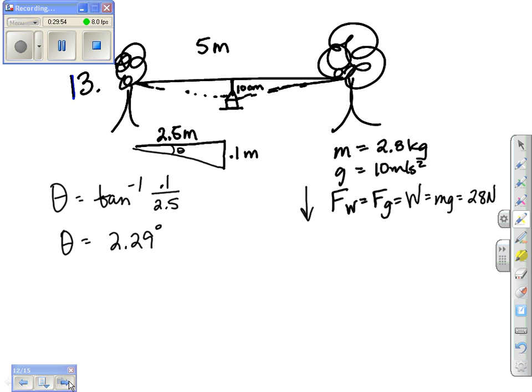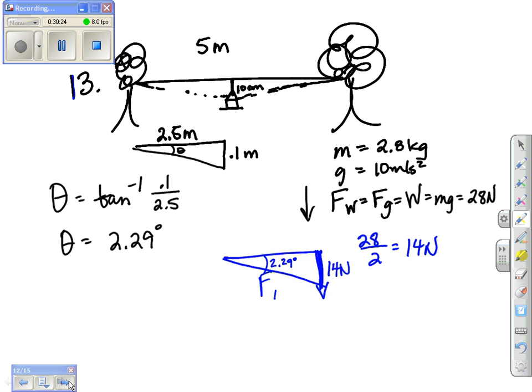Okay. Now this is going to get used because we can redraw this triangle over here and we can say that this is that downward force. But remember, we're only talking about half of this. So we're going to take 28 and divide it by 2, which is going to give me 14 newtons, right? So this is going to be 14 newtons on this side. All right, it's gravity pulling down. And I now know this angle to be 2.29 degrees.